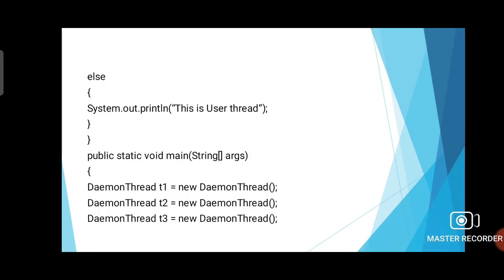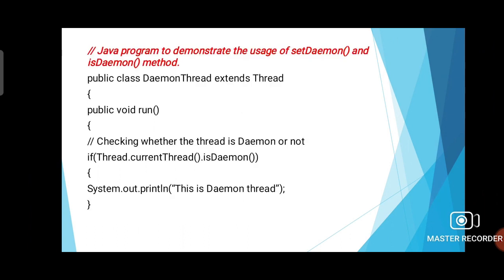Inside the run method, we have a method to check for the Daemon thread. For each run execution, it will check whether the current thread is a Daemon thread or not. Accordingly, it will produce the result: this is a Daemon thread, or this is a user thread.